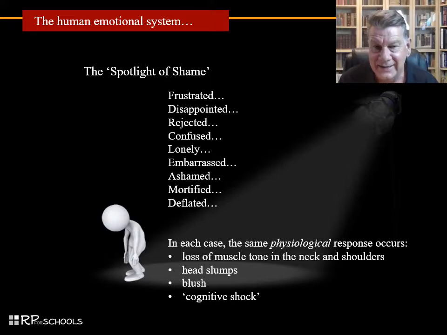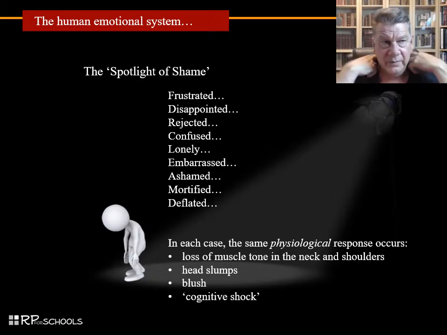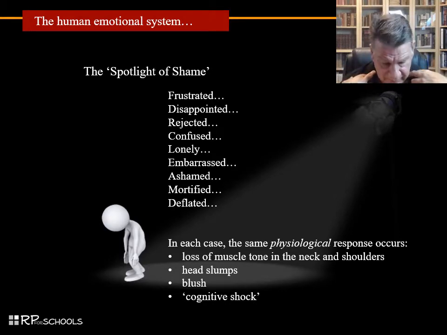In each case, remember, an affect triggers a physiological response which we become aware of as a feeling. In each case, the same physiological response is going to be triggered. There's a loss of muscle tone in the neck and shoulders, and that causes the head to slump. And that's an involuntary response. We don't look down because we're embarrassed. We feel embarrassed because our head looks down. The physiological response comes first.